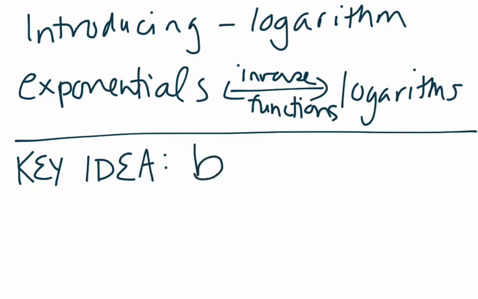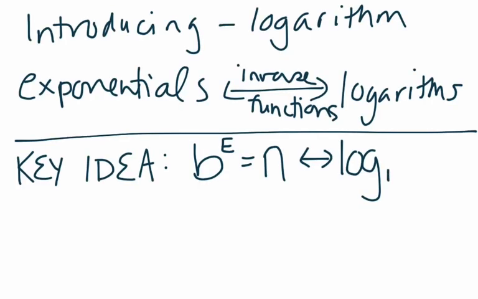If you have a base raised to an exponent, and that is equal to some number or expression, and then I'm going to do a 2-way arrow, okay? That can be written as log, and then whatever number is the base of your exponential is going to be what's called the base of the logarithm.